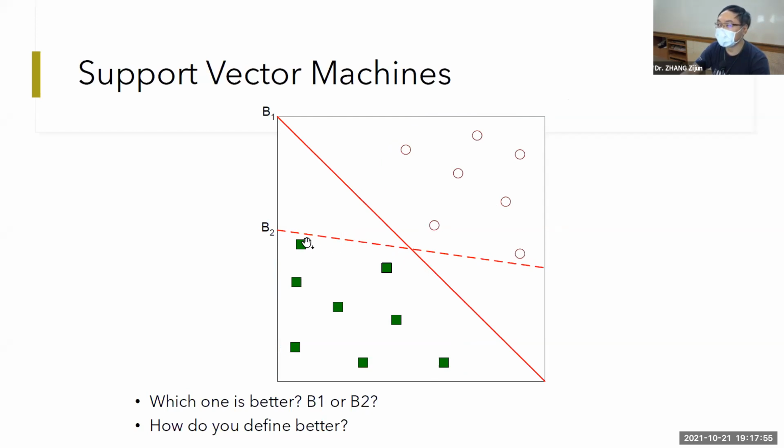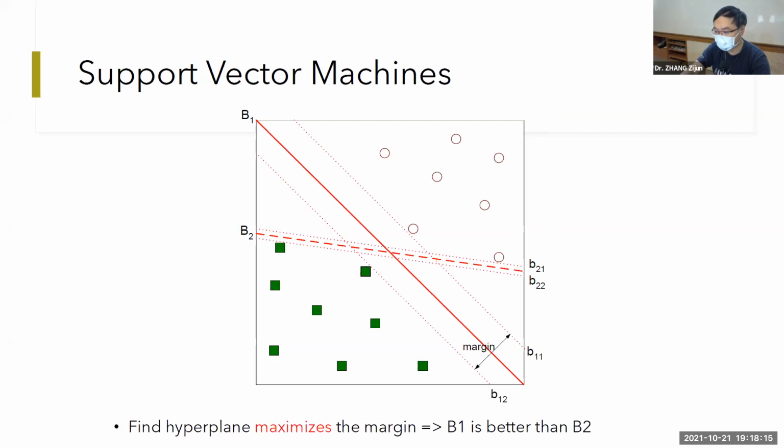The problem is that in a space of data distributed in this two-dimensional space, we can find many such decision boundaries. But we want to find a better one among them. Then how can we define which boundary is better? So people propose that we need to find a decision boundary or hyperplane which maximizes the margin between two sets of data points.